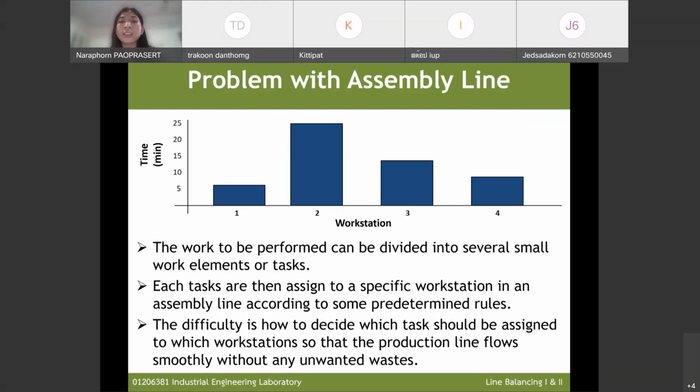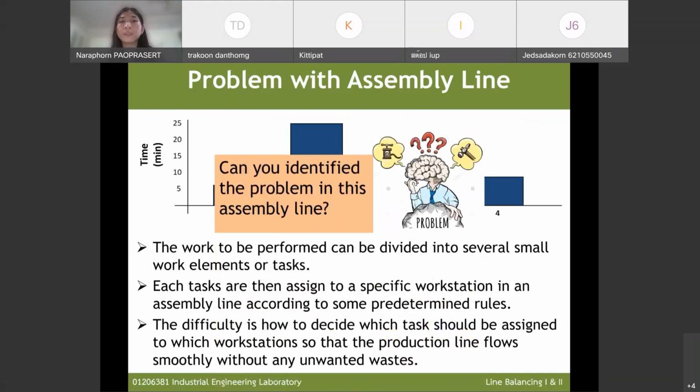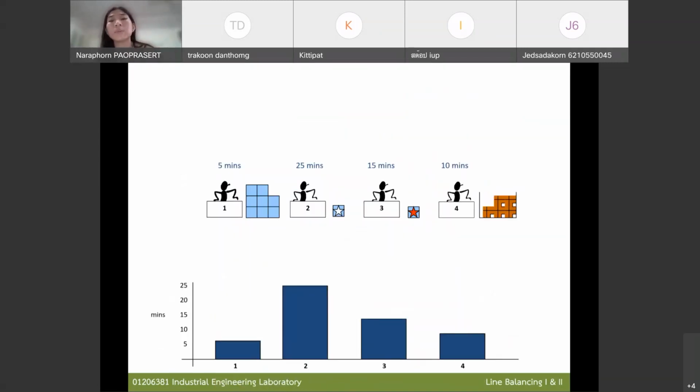So here you can see a lot of problems, and let me show you the problems. Station 2, as mentioned earlier, is going to take the longest. So station 3 and station 4 are not working as much as you want them to work, because they still have to wait for station 2. And that's a waste in the production, right?